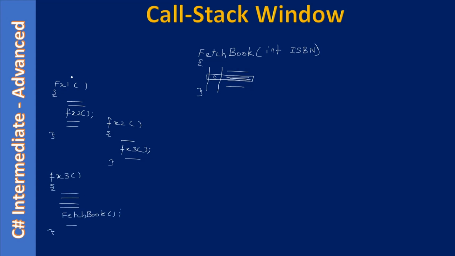So if you see here, function fx1 is making a call to fx2, then fx2 is making a call to fx3, and fx3 is making a call to fetchBook. Let's state that it is passing some ISBN number also. So that's the input required for this fetchBook. And in the fetchBook we have a breakpoint. So let us consider this as call sequence 1.